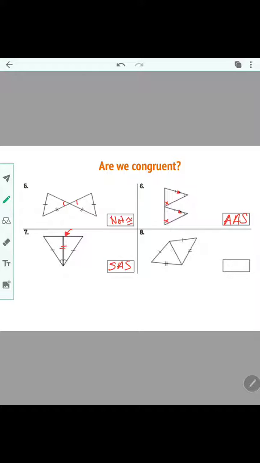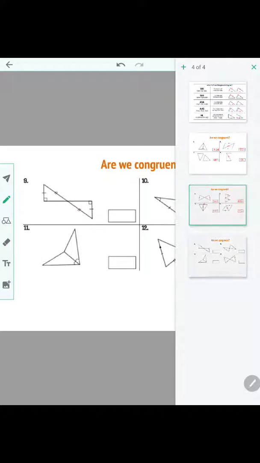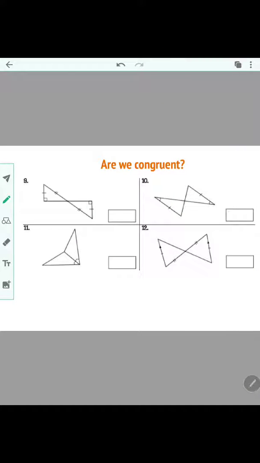Number 8, again, that third side is congruent by reflexive property. So it's congruent by side, side, side. And then these last 4, this is a right angle or right triangle. So the hypotenuse is congruent to the hypotenuse, and the leg, so it's congruent by hypotenuse leg.